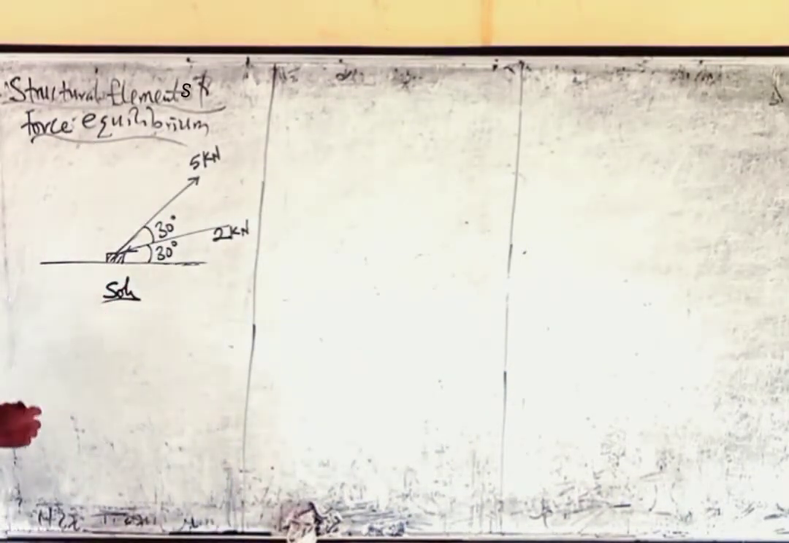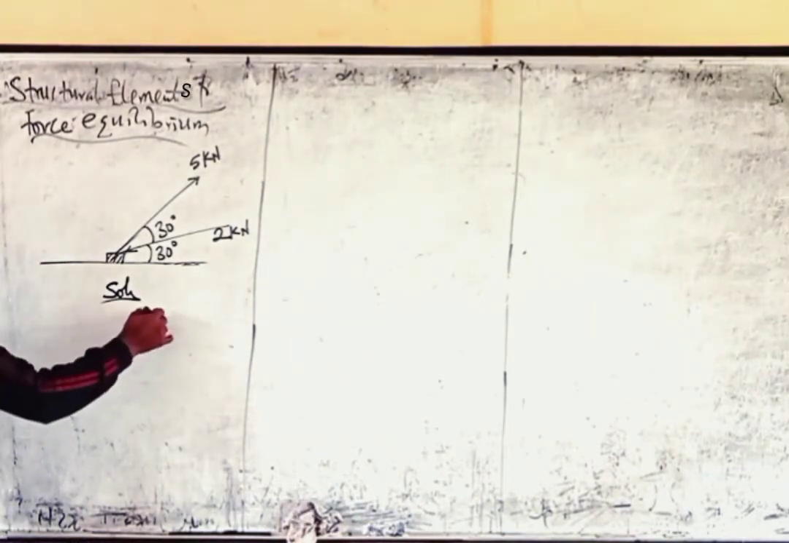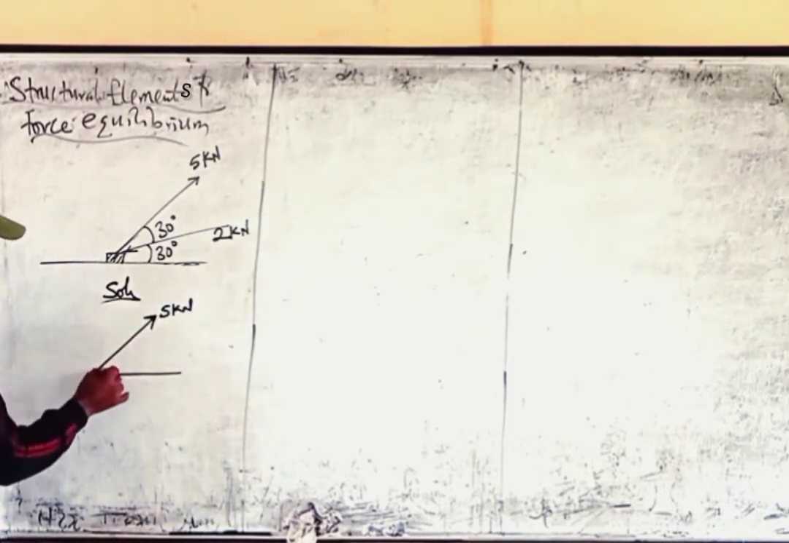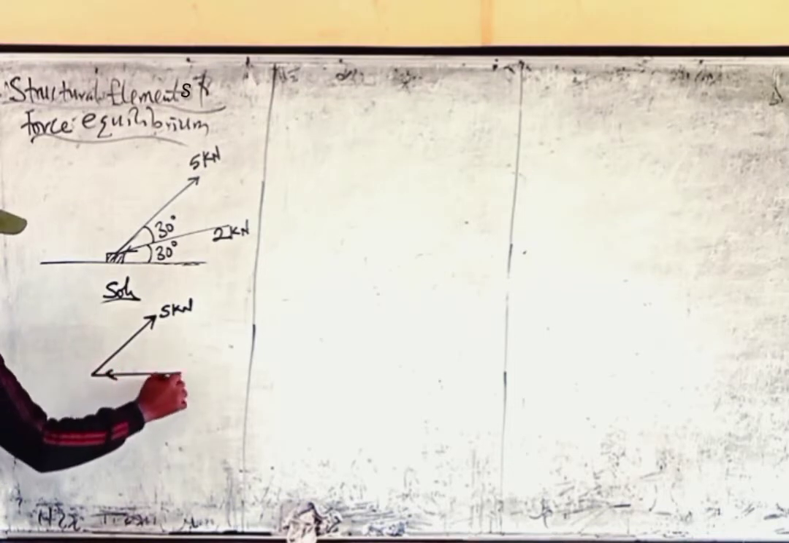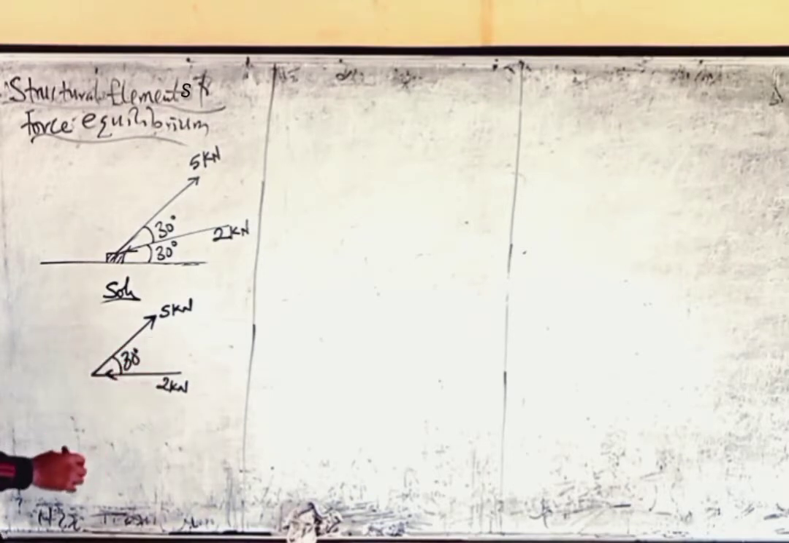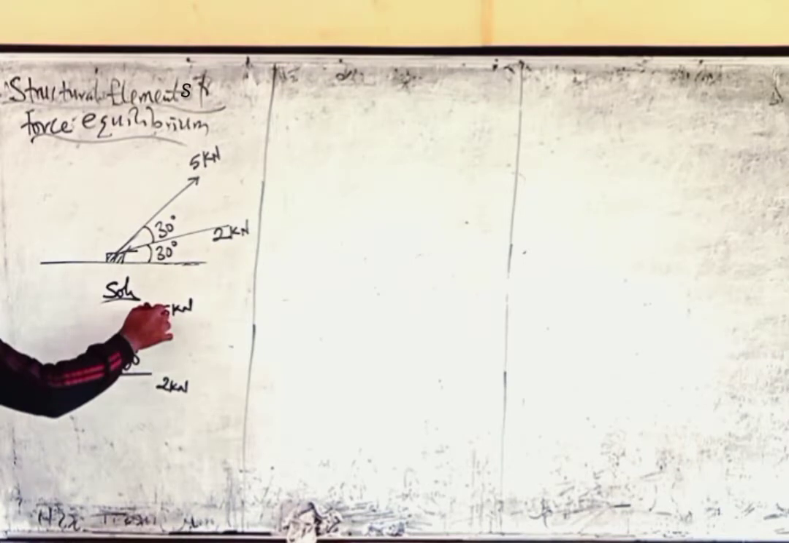The first thing we're going to do now is bring out only the forces. I have the 5 kilonewtons and the 2 kilonewtons. And the angle between them is what? 30. That's the angle between them. I tell you guys, the resultant automatically would be this. That will be the resultant.